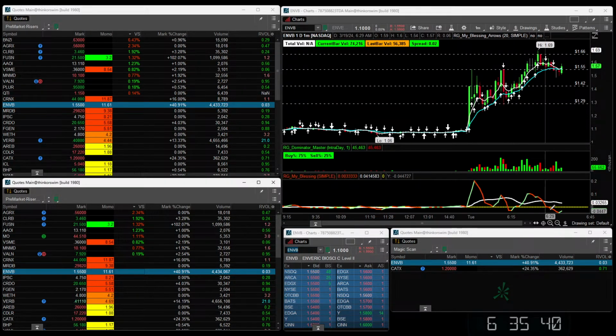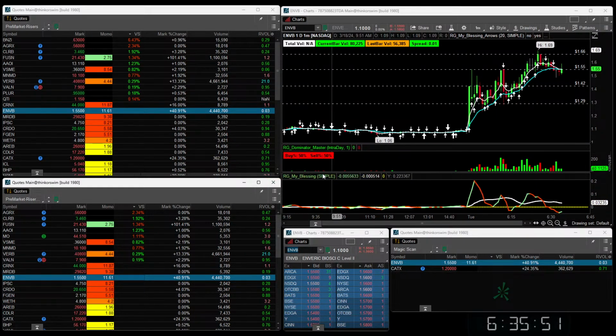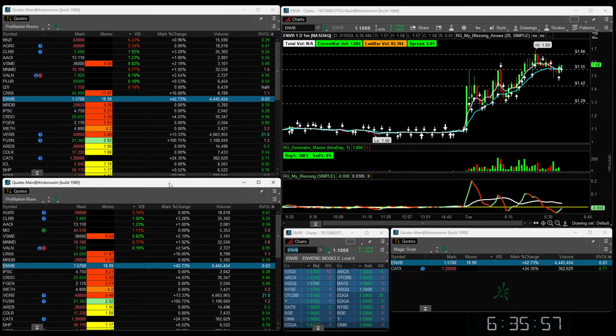Dominator's down on the bottom. I mean, the My Blessing is down on the bottom. It's coming up, trying to. We need it to break through yellow. We need the white one to turn up as well for a strong run. Probably not going to get it out of this stock. But at least it's not selling off. It is bouncing and holding pretty steady.